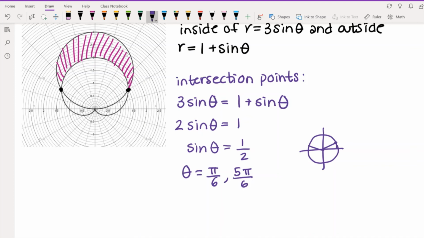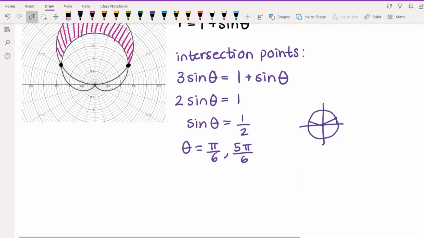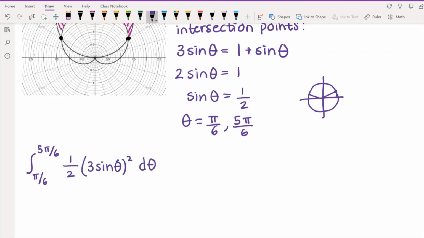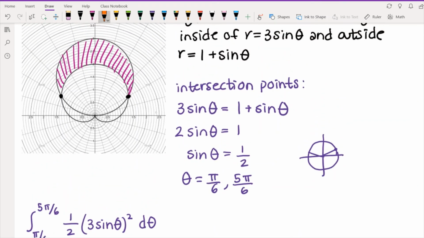Okay, so how are we going to find this area? Well, what if we were to just integrate? So if we were to integrate from pi over 6 to 5 pi over 6, the circle. So that would be 3 times sine of, or sorry, let me put in the whole formula. So 1/2 times 3 times sine of theta squared d theta. So what area would that be giving us? Well, that would give us the area of this entire circle.